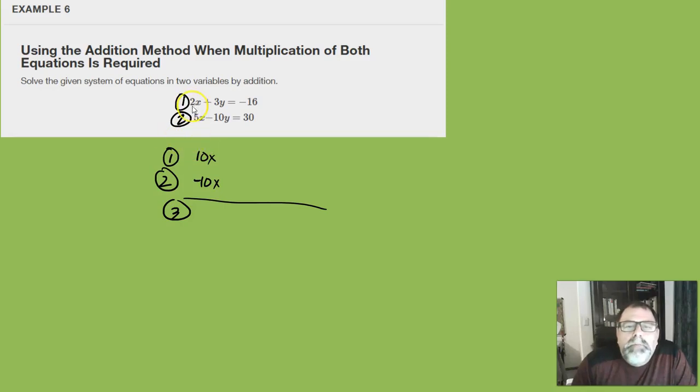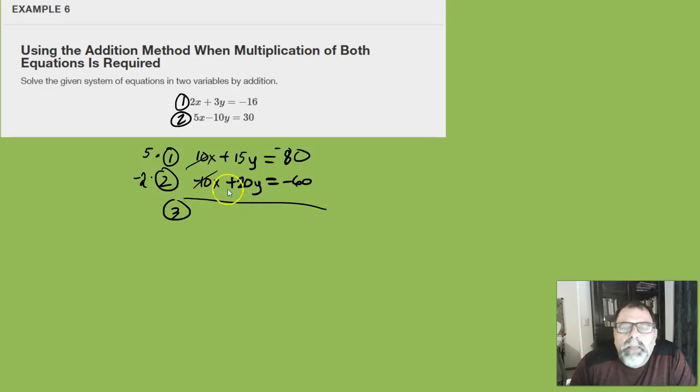So 2 times what would get me 10? So that'd be 5. And then you multiply it with everything. So you get 10x plus 15y equals 80, negative 80. And then this one I want 10x, so I'm going to multiply by 2, but we want negative 10x, so it'll be negative 2. And then negative 2 times 5x, negative 10x. Negative 2 times negative 10 is positive 20y. And then that would be negative 60.